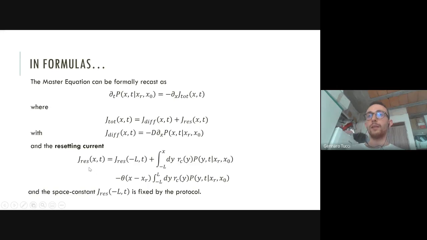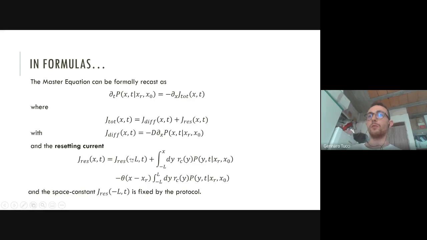So we have that the resetting current at position x at time t is equal to a space-independent constant, which depends only on time, plus a contribution which comes from integrating the probability density. As we can see, this space-independent constant is what generates these infinitely many possible currents, because once you fix the protocol, it automatically fixes this constant. Of course, fixing a protocol is equivalent to fixing the resetting current at a point on the ring.